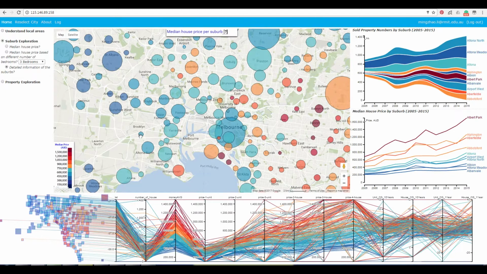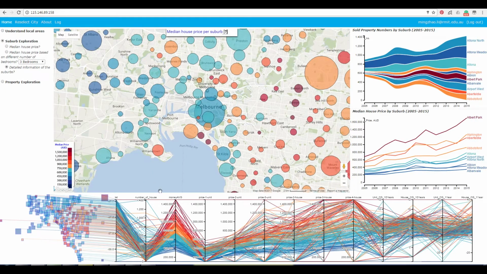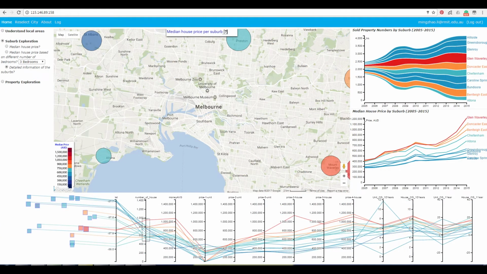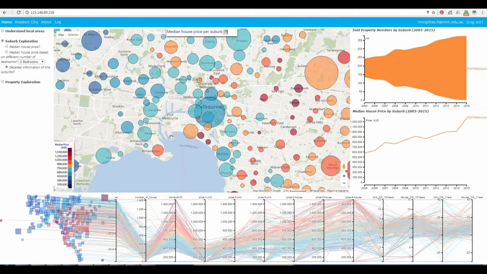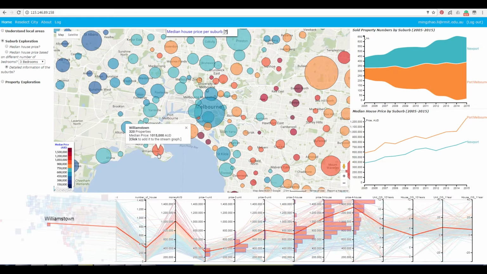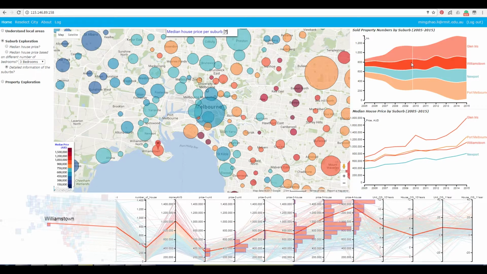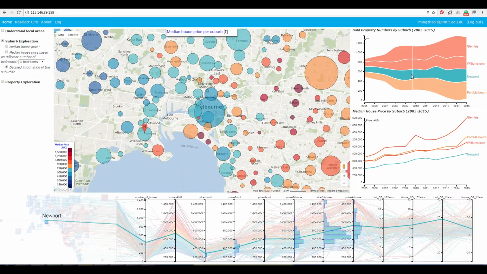The multi-dimensional view uses parallel coordinates to present detailed information about each suburb. We can filter suburbs using parallel coordinates, or click suburbs to add them to the historical view. In the historical view, we have line charts and stream graphs to visualize the changes of median house price and sold number in the selected suburbs over the last 10 years.